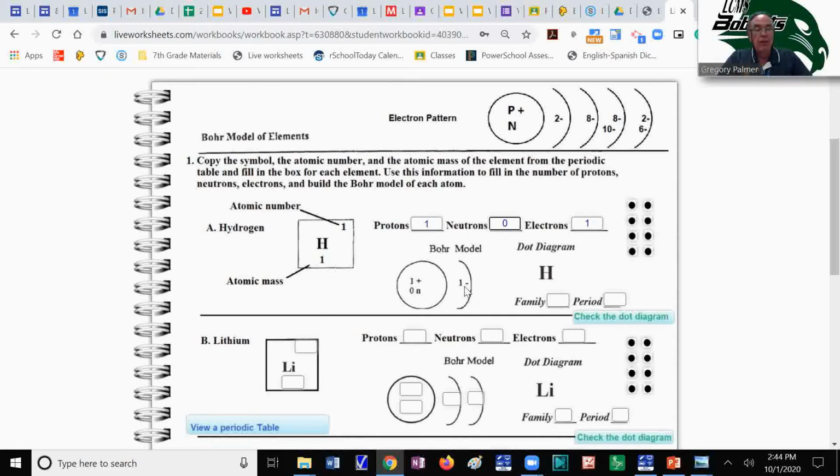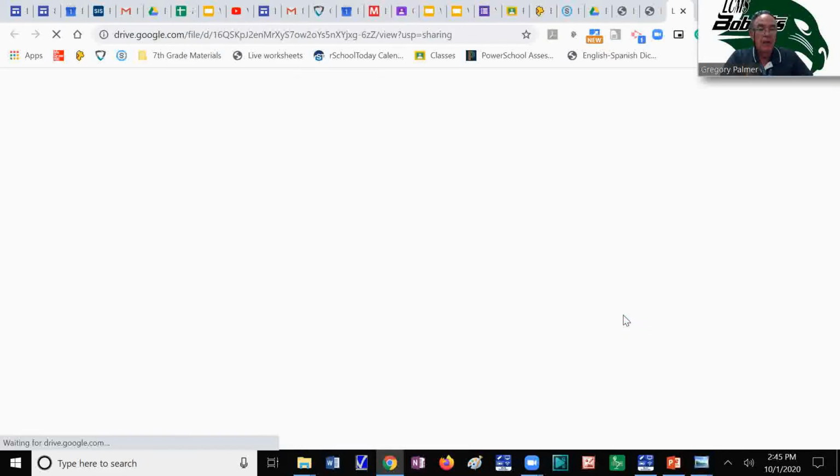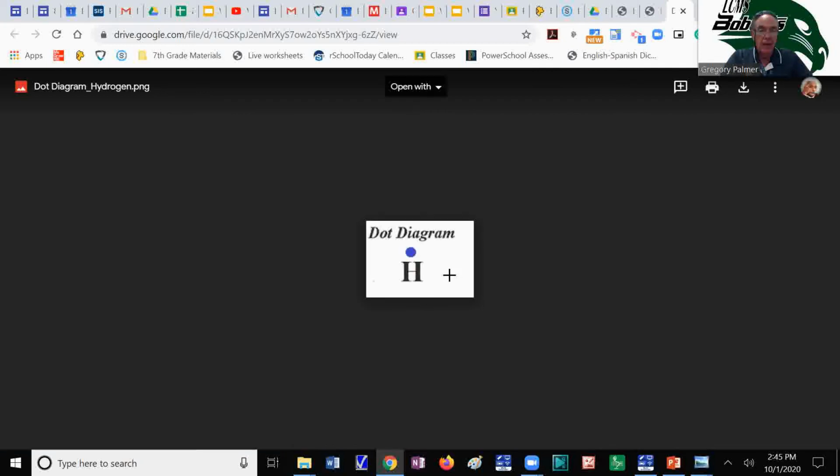Okay. We know that this 1 means there's going to be 1 dot in the dot diagram. 1 valence electron means it's in family 1, and 1 energy level means it's on period 1. Okay, I put a link so you can check the dot diagram. And when you click on that, it shows that there's 1 dot in the dot diagram. So we did that correctly.